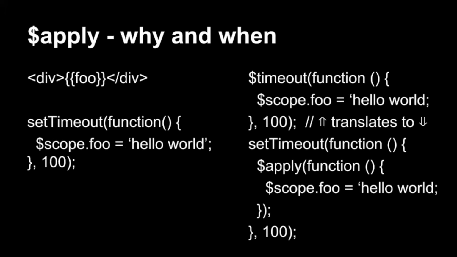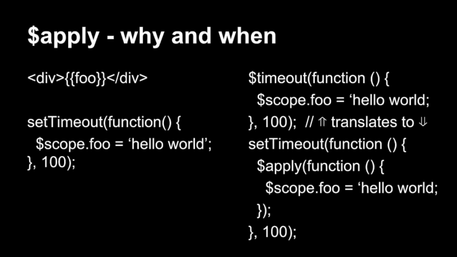So on the left-hand side, let's say we're going to use set timeout, and in 100 milliseconds here, we're going to set a scope variable foo to hello world. And this will not do what you want. So after 100 milliseconds, this fires, quote unquote 100 milliseconds. Scope will be set to foo, but you won't actually see that in the UI. So you would expect that in this div you would see hello world, but that doesn't happen. Here is where you would use $apply. So if you wrap scope.foo equals hello world inside of a $apply, then it does the right thing.